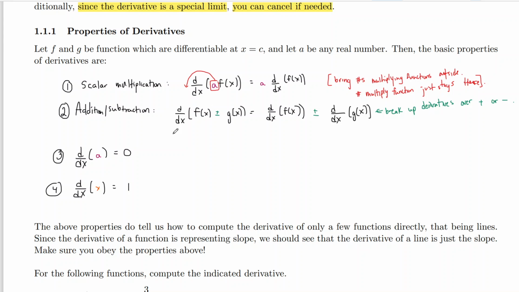Now notice we don't have a multiplication, we don't have a division. That's actually much more complicated. You can't just break it up. This is only for addition and subtraction. Also, we don't have powers. So if you're comparing this to the limit laws, which are a very long list of properties set up like this, you can pretty much do whatever you want with derivatives, scalar multiplication, addition, and subtraction. Those are pretty much the only ones you can do every time. So we can break up derivatives over plus or minus.